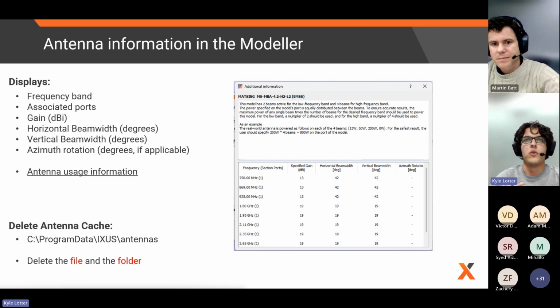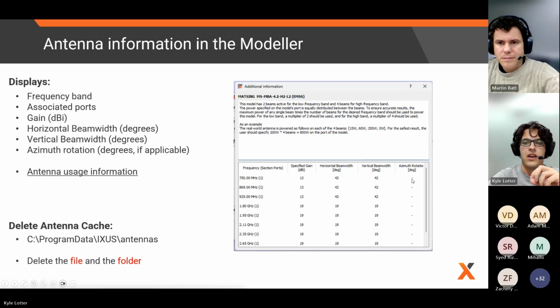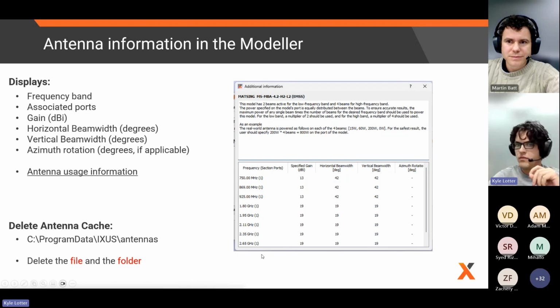Then antenna information in the modeler. So this is useful especially for more complex antenna models. What you'll now be able to do is click a little button in the modeler and it'll show you, for example, the antenna usage information, which is important for things like, say, mutzings, and can be important for what we call unified antenna models, which is a model where you can have the different variants in a single antenna model.